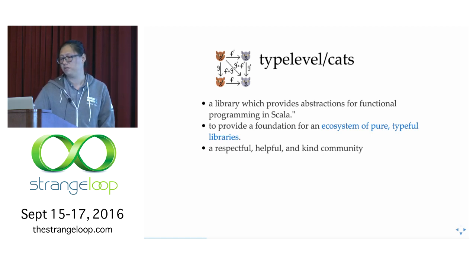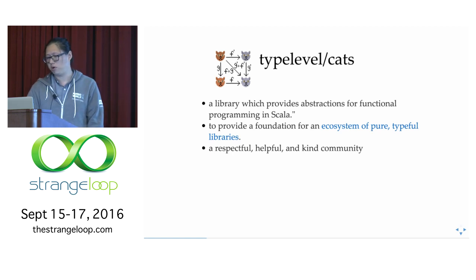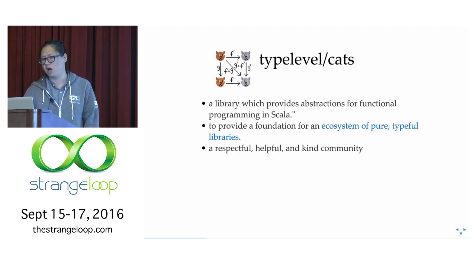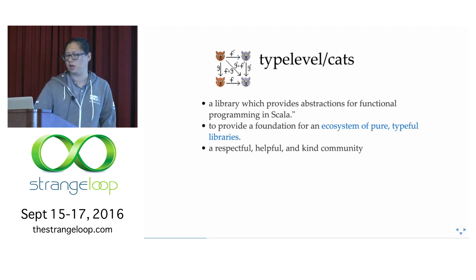The first thing to introduce is Cats. It's a library that provides abstractions for functional programming in Scala. It is also trying to provide a foundation for an ecosystem of pure typeful libraries. I think right now they have dozens of libraries built on top of Cats. And also one of the important goals for Cats is to provide a respectful, helpful, and kind community, to provide real help for doing functional programming in Scala.